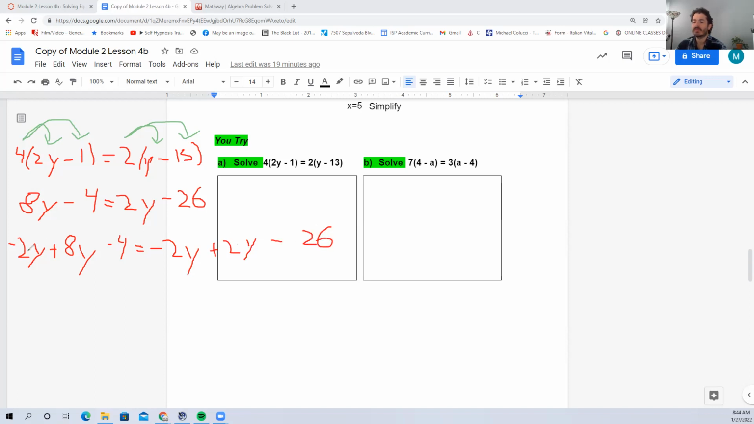Okay, so then what do I end up with? Well, I have a -2y plus an 8y. Is that a party or a war? Well, it's a war because the signs are different. So what do I do? I subtract the smaller from the bigger, absolute value wise. 8 minus 2 is 6.